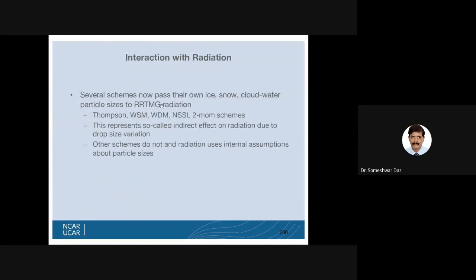Several schemes now pass their own ice, snow, cloud water particle sizes through RRTMG radiation. We have heard about this RRTMG scheme of radiation when we were discussing radiation parameterization of the WRF model. Am I audible? Yes, sir. Okay, good. So RRTM is the rapid radiative transfer model.